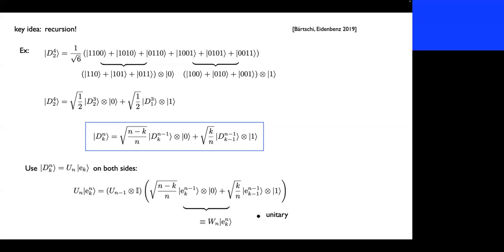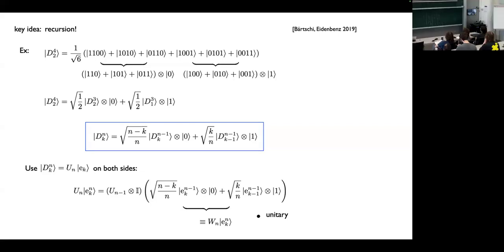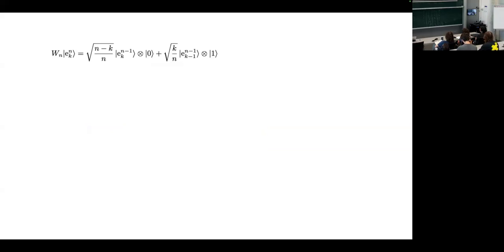And I want to insist that this W be unitary, like my Dicke operator. And I'm also going to insist that it doesn't depend on the value of K. So here's the same thing again on the other slide. And so now I have a recursion that U for n qubits is related to the one with n minus 1 qubits. But then there's this kind of correction for the W.